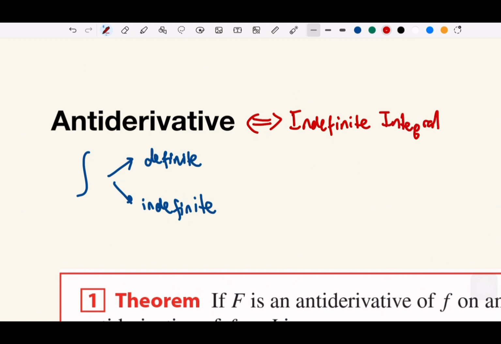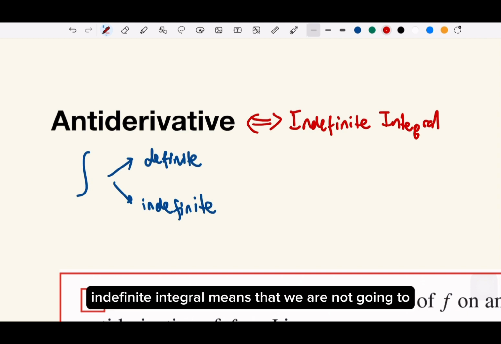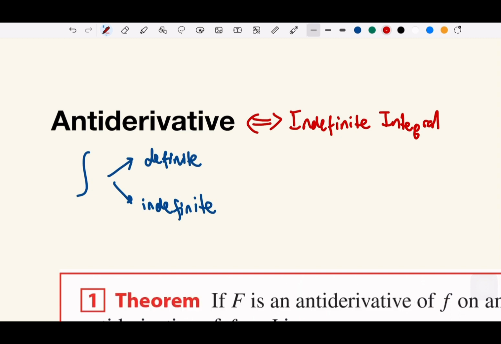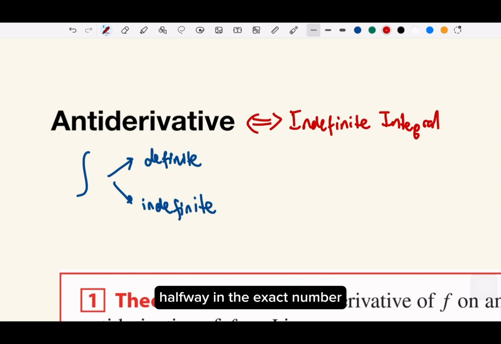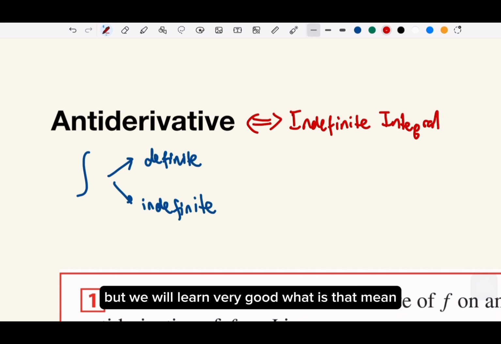Indefinite integral means that we are not going to calculate an exact number, but we will learn very soon what this can mean. But for now, let's just stick to the antiderivative.